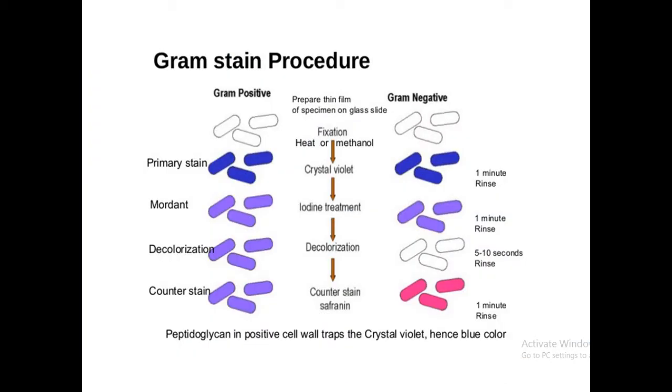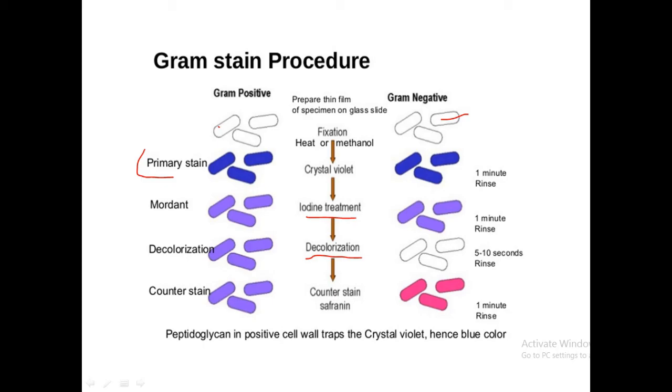So let's see. There is gram positive bacteria, there is gram negative bacteria. Now the primary stain is crystal violet. The cells become violet. Then iodine treatment, it acts as a mordant which helps in retention of the color. Then a decolorizing agent like alcohol is added, and then it becomes colorless again.